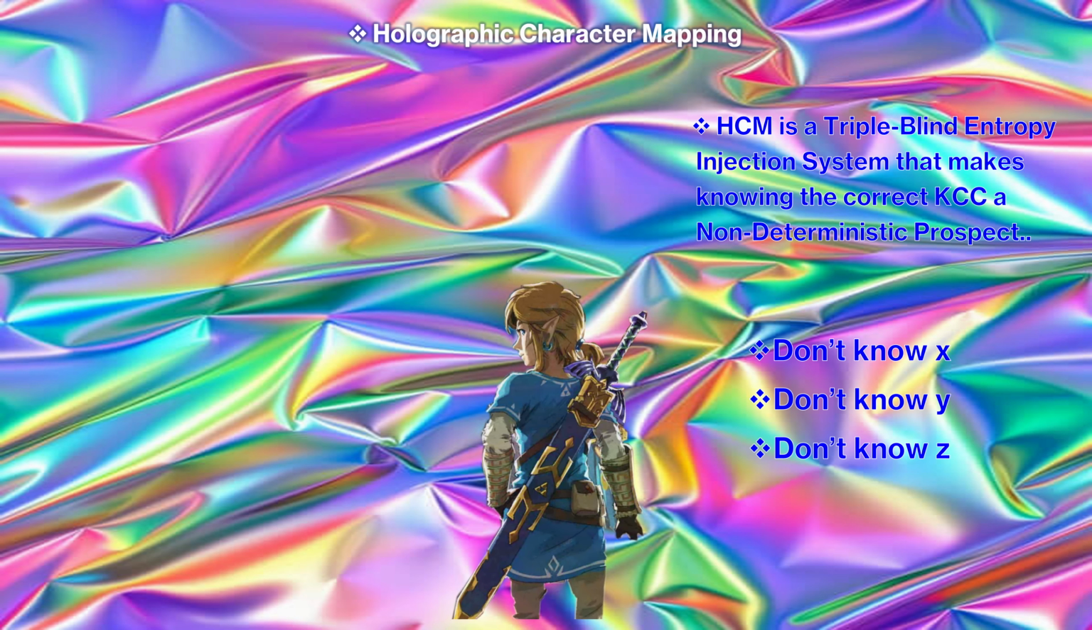Holographic character mapping is really a triple-blind entropy injection system that makes knowing the correct Key Codex combo a non-deterministic prospect. You don't know how many characters were selected for the holographic map. You don't know which 2-digit vacant assignments those characters were mapped to, and you certainly don't know how many times those selected characters appear in the original text. How will you set a lower bound on how long the data should be? You're lost inside a holographic matrix.